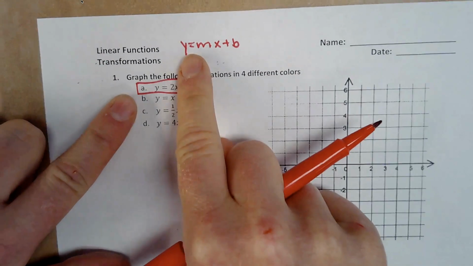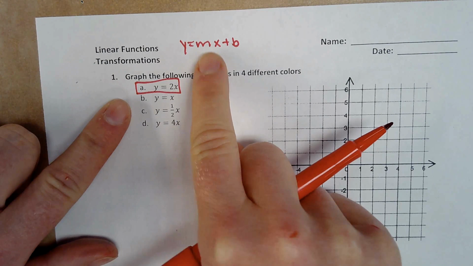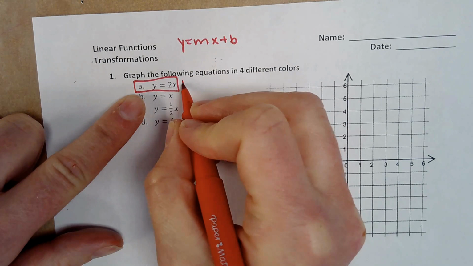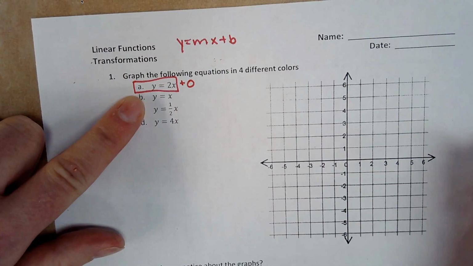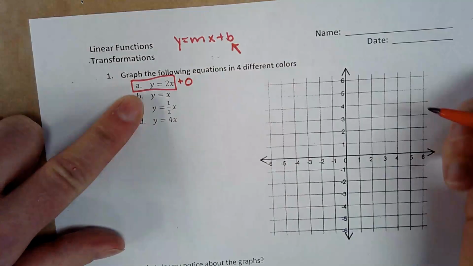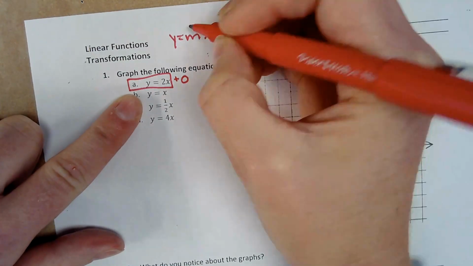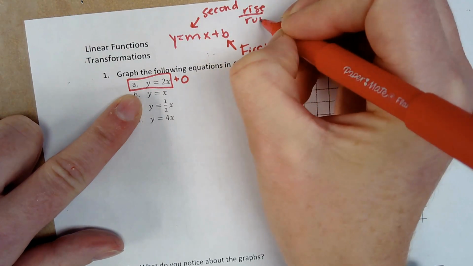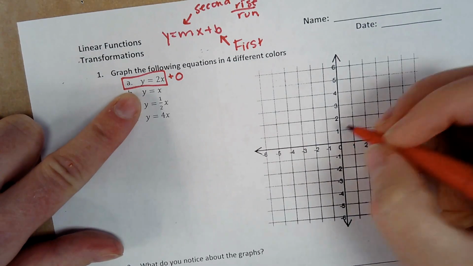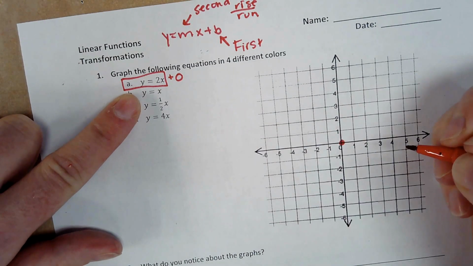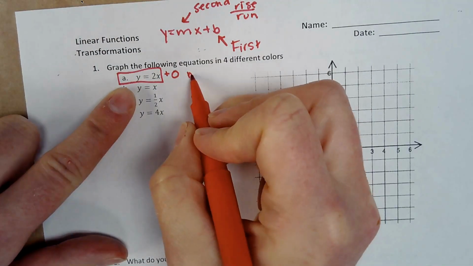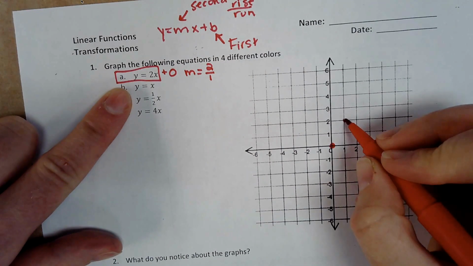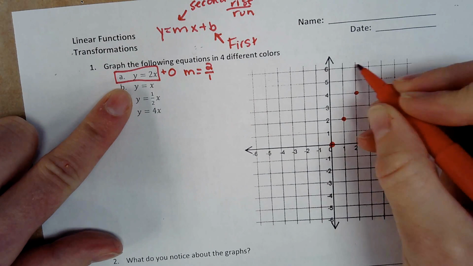So remember, linear equations are written as y equals mx plus b. If we have it like this, there's nothing on the end of it, so that means it's plus 0. So when we graph, we always graph the y-intercept first, and then second, we do our rise over run. Whenever I graph this one, it's starting at the origin, and then we're going to do rise over run. This one, it's 2, but it doesn't have anything, so it's over 1.